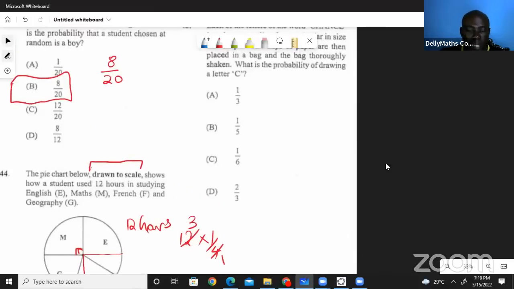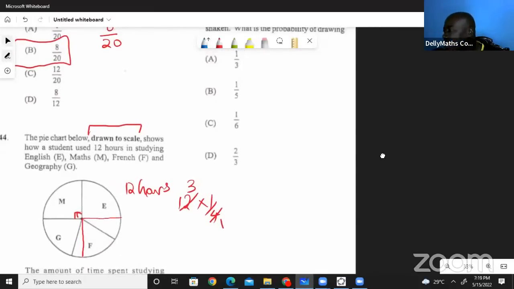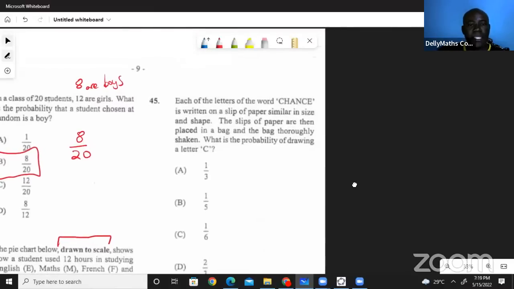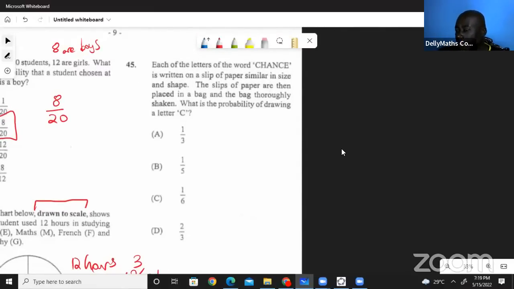And I hope, let me see, that was a C. Yes, I'm seeing some C's coming out. Very good. Good. 45. Let's look at 45. So 45 is a probability question.